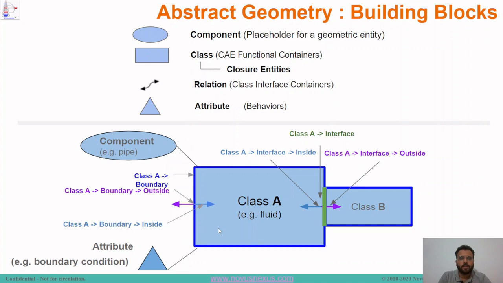Notice here that the attributes or behaviors are attached to the class, which represents simulation physics, and not to the component, which represents geometry. So this is the basic difference between traditional preprocessors and CAENexus, which enables users or analysts to capture the knowledge and automate the workflows.